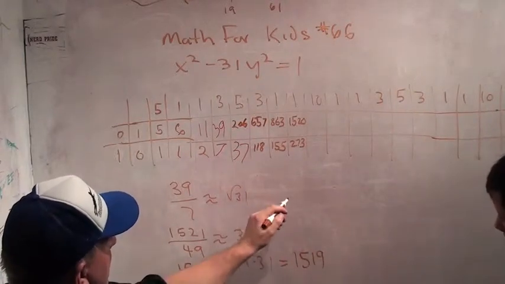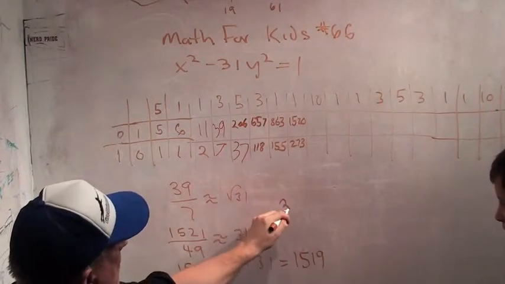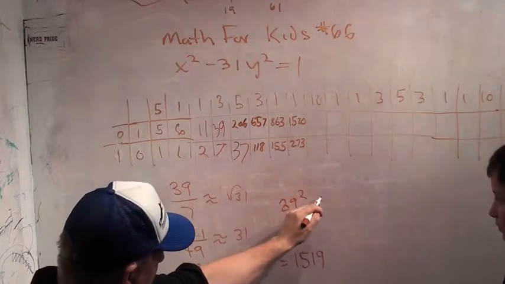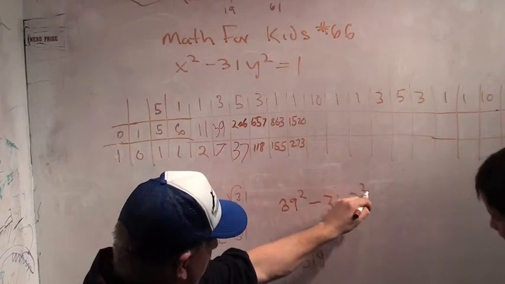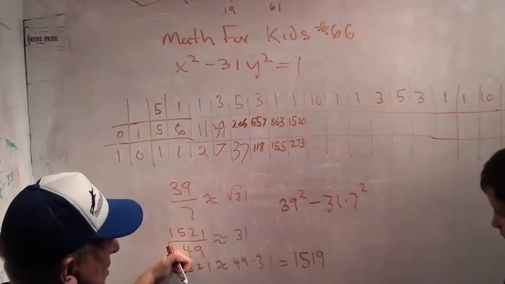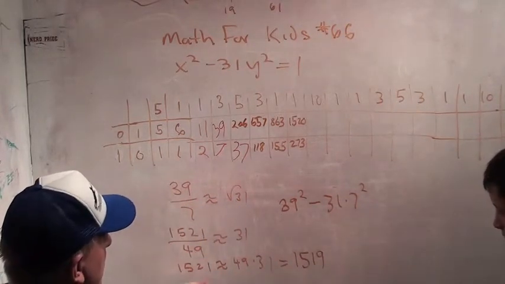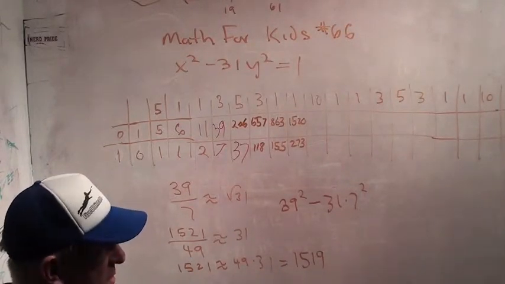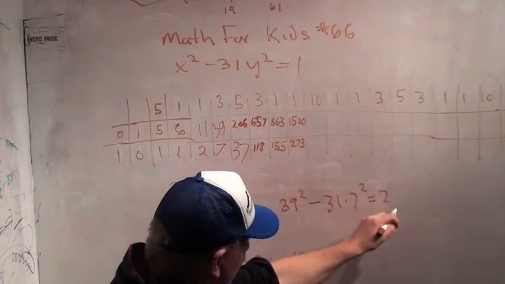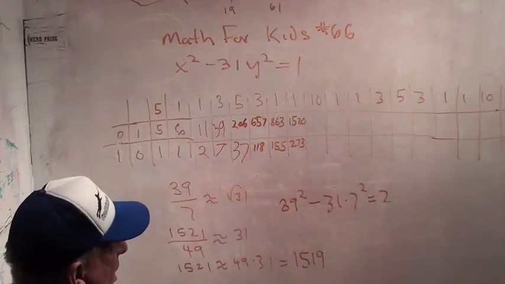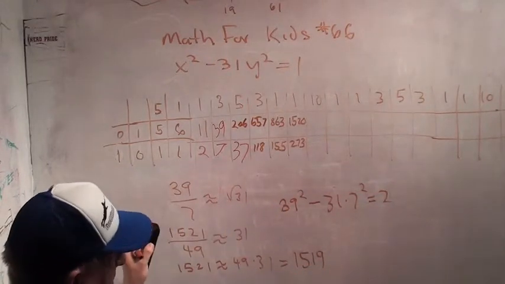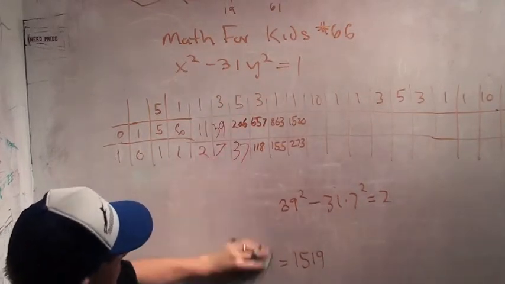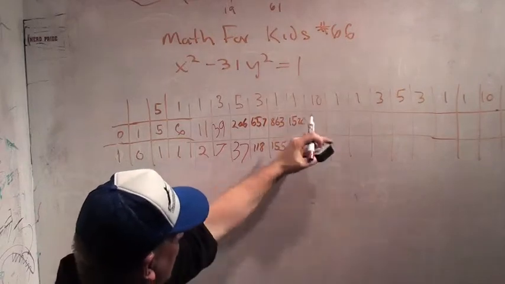In fact, 39 squared, which is 1,521, minus 31 times 7 squared, which is 31 times 49, equals 1521 minus 1519, which is just 2. It's really close. Whoa! But it's still not solving our equation. In fact, in order to solve our equation, we're going to have to look at this one.